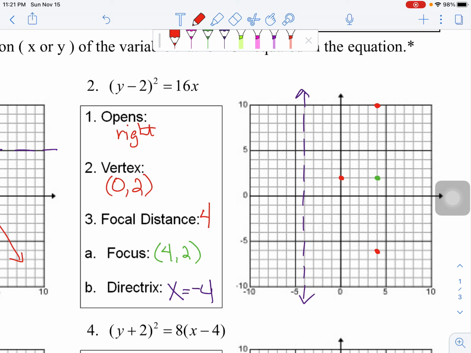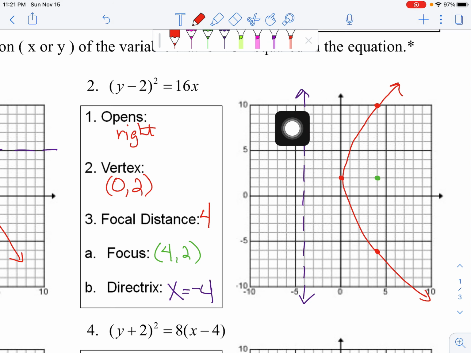All right. So now that I've got those points, we're going to notice that this particular parabola is very, very wide, which is, again, totally fine. Every parabola can be a little different. All right. So this equation, y minus 2 squared is equal to 16x, graphs into the red curve.